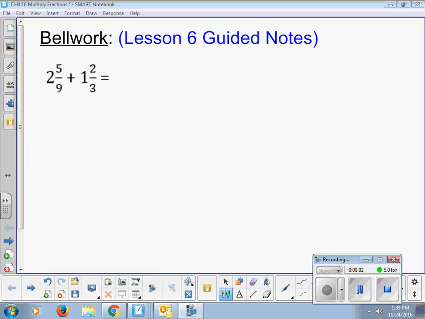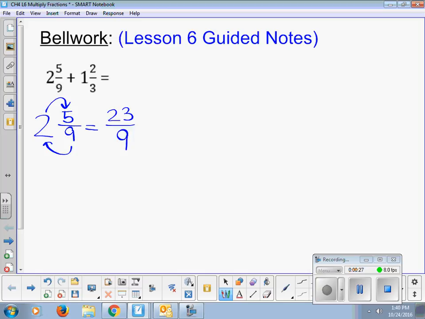So we are on lesson 6 guided notes. We have 2 and 5 ninths plus 1 and 2/3. Anytime we have mixed numbers, we want to change them to improper fractions. So when we multiply, what's 9 times 2? 18, and we're adding 5 and we get 23. So we have 23 ninths and 1 and 2/3.